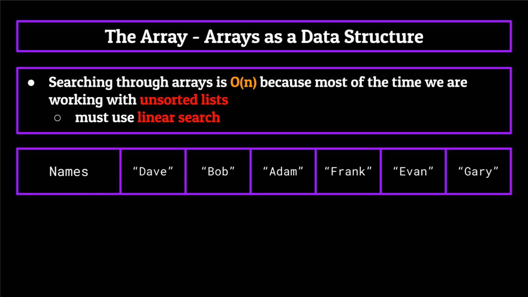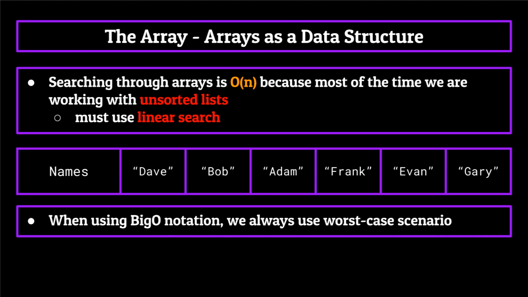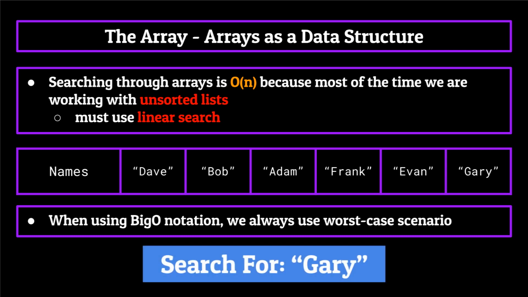Now, while there are faster ways to search through an array, those only work when the array is sorted. And so for a basic array, in the worst case scenario, searching through it to find a particular element is going to be O of n. Now sure, there are going to be cases where the element you're searching for is the first element in the array, or even somewhere in the middle. But remember that when working with big O notation, we always use the worst case scenario. And in this case, the worst case scenario is that the item you're searching for ends up being the last element within the array, which, for an array of size n, would take n operations to reach.